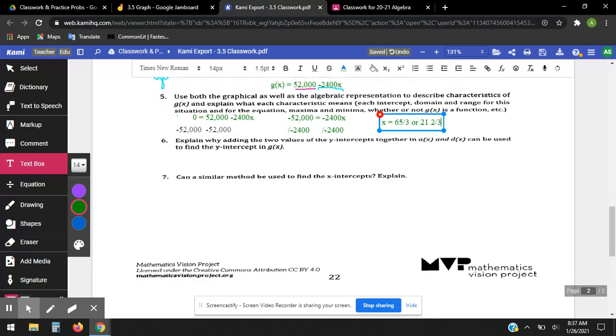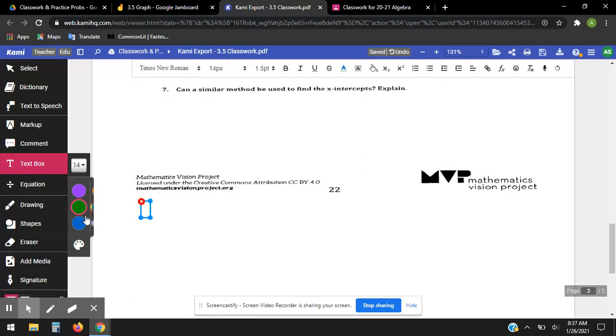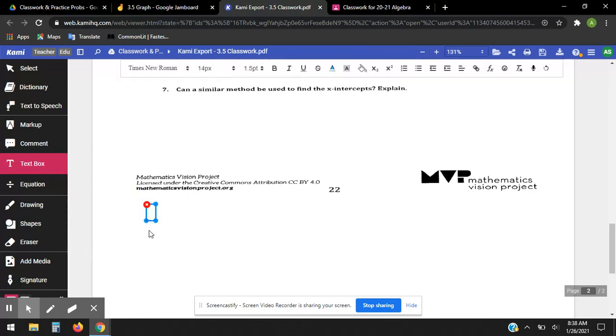So let's go down here, and I'm going to put number 5 on here in a text box. And we're going to just start listing all the different stuff that we need to have for number 5. So number 5, we know our slope. Slope is negative 2,400. So it's decreasing at that rate, at 2,400 gallons a minute.